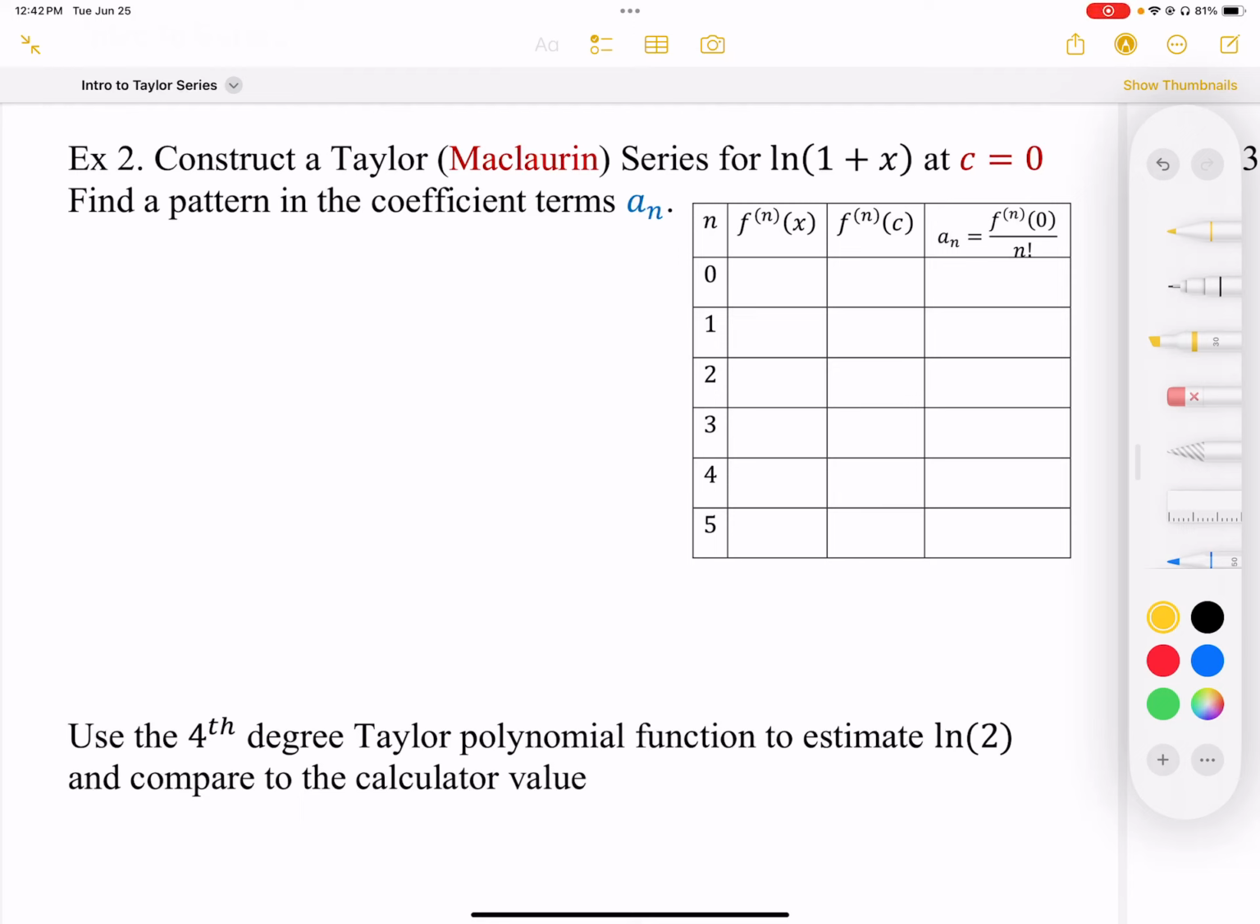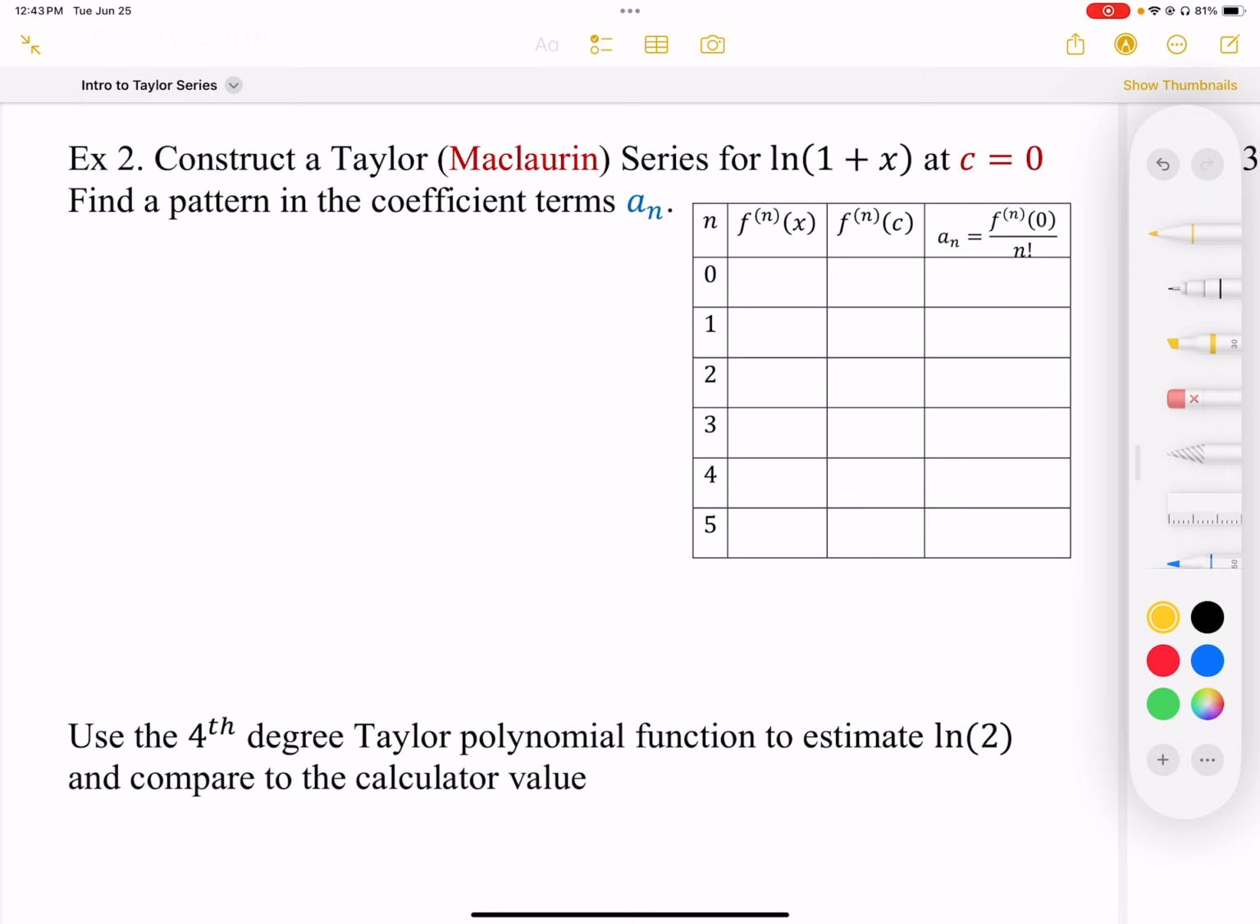So we are generating these Taylor series or Maclaurin series by differentiating to find the derivatives and then using theorem 1 to calculate the values of our coefficients an. And the Maclaurin series is just a special case of Taylor polynomials where the center is not at some number, but the center is at 0. So c equals 0. So we're going to construct a Maclaurin series for ln of 1 plus x.